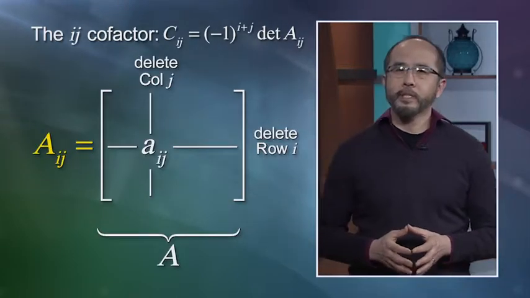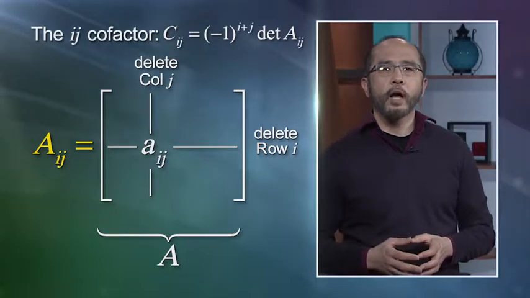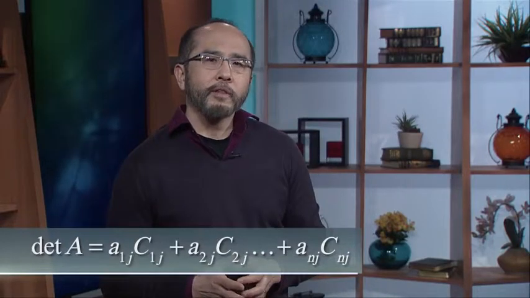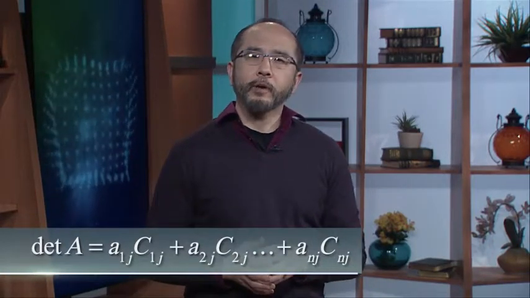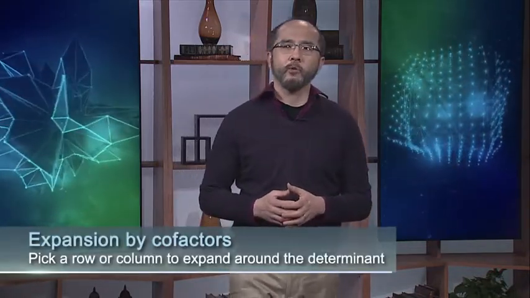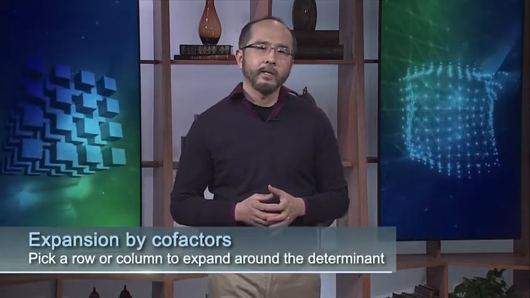The determinant formula contains the determinant of this submatrix, the one you get by crossing out row i and column j. The formula that expands around columns is similar and looks like this. For each column, you have a different way to compute the determinant. This definition of the determinant, where you pick a row or column to expand around, is called expansion by cofactors. It should surprise you that you get the same answer no matter which row or column you use.